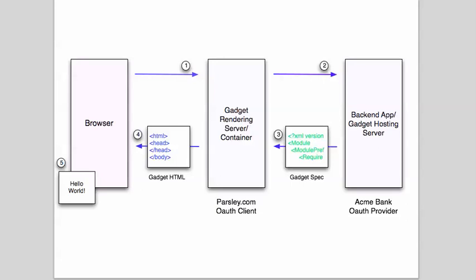For the Studio's Acme Bank and Parsley.com example, recall that Acme was the OAuth provider and Parsley was the OAuth client. In this case, Acme was also acting as the backend app and the gadget hosting server, and Parsley.com was the container and the gadget rendering server.